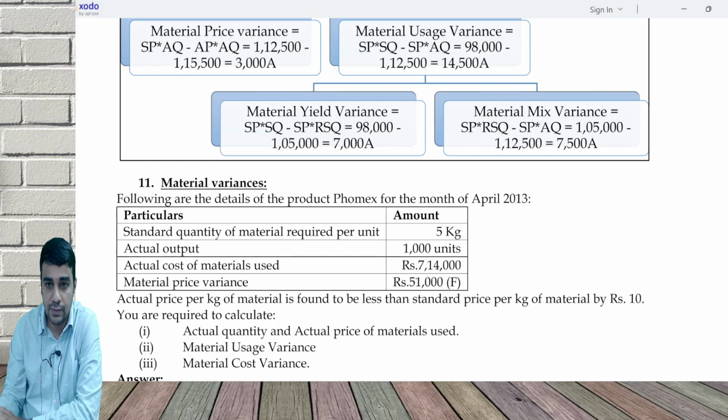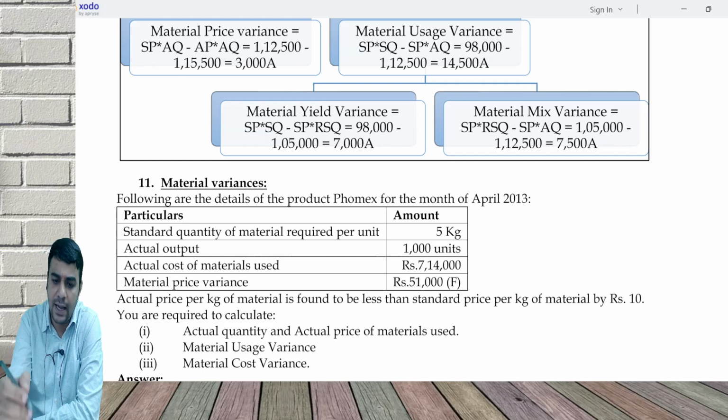SQ is how much? SQ can't be 5 kg. That is SQ per unit. So what is that 5 kgs? Input output ratio is 5 is to 1. But that can't be the SQ directly. SQ is always calculated with the help of what? Actual output. So leave some gap, note 1.